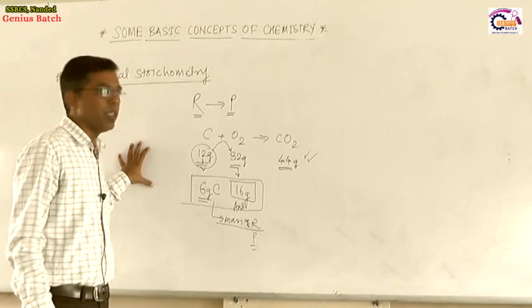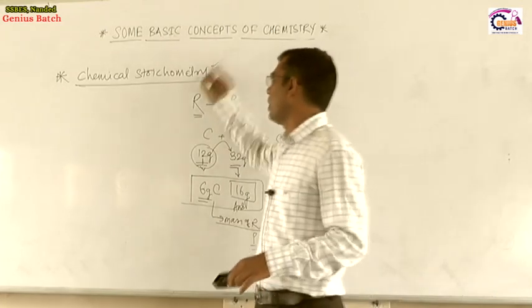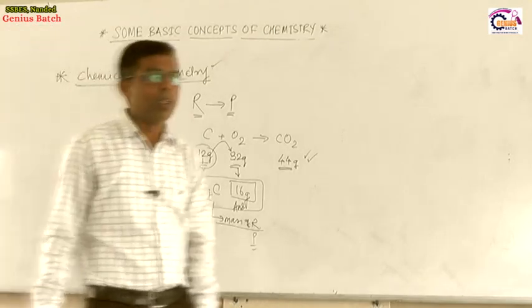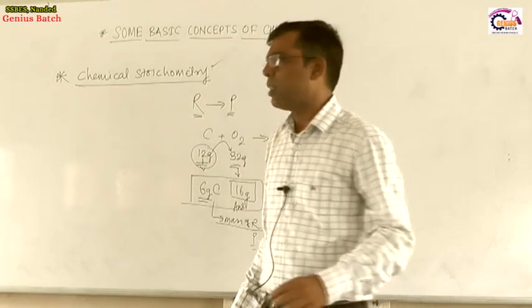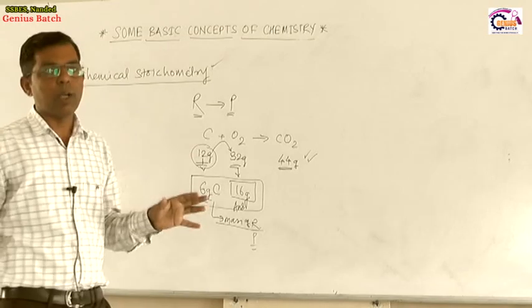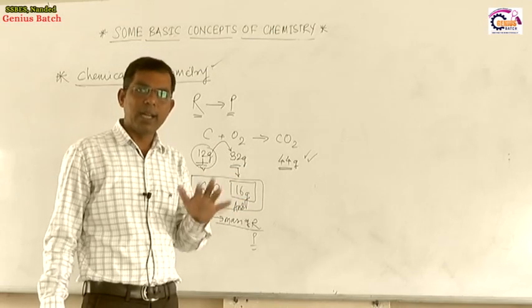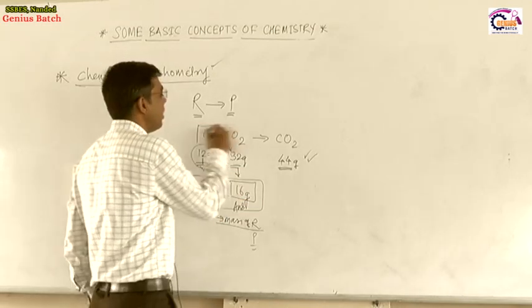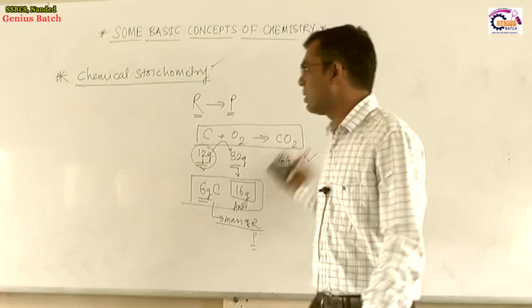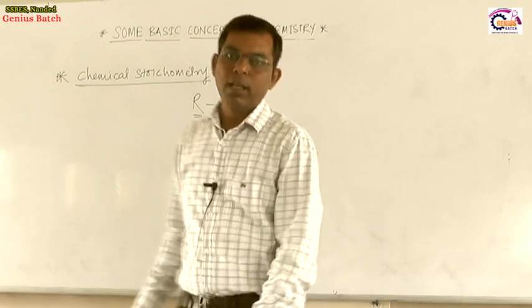And the branch of chemistry which is based on such calculations, that study is known as chemical stoichiometry. So what is chemical stoichiometry? Chemical stoichiometry is the calculation of masses of reactants and products in a balanced chemical reaction. That type of calculations are called stoichiometry, and that study is known as chemical stoichiometry.